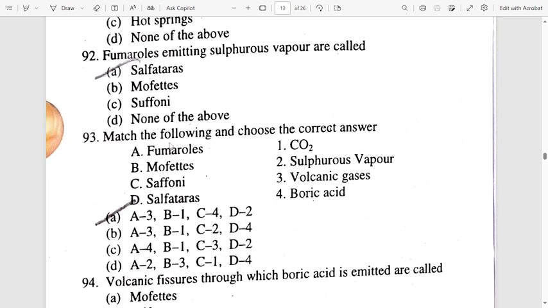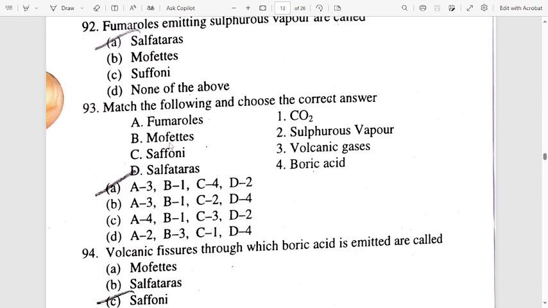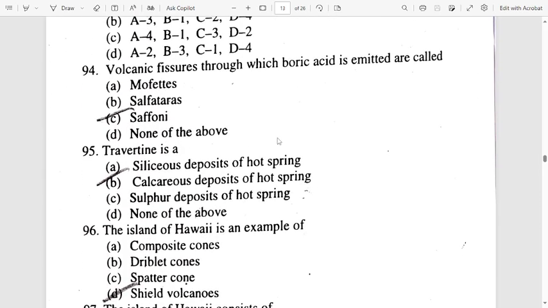Match the following and choose the correct answer. Fumaroles, volcanic gases, mofettes, carbon dioxide, soffioni, sulfur, solfataras. Soffioni is boric acid, sulfur terraces, sulfurous vapors. Volcanic fissures through which boric acid is emitted are called soffioni. Travertine is a calcareous deposit of hot spring.